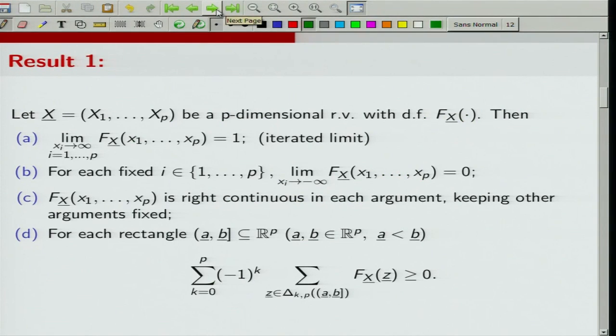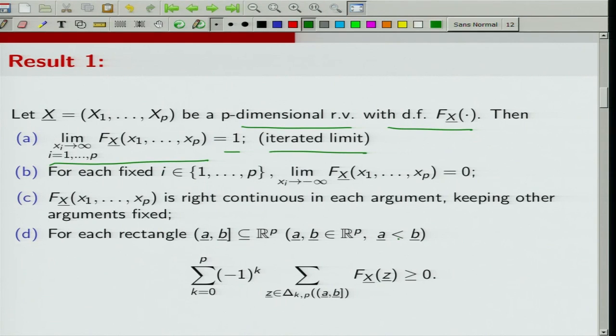Now let us study various properties of a distribution function. Now, let X equal to (X1, X2, ..., Xp) be a p-dimensional random variable with distribution function F_X. Then, if I take all of the arguments to plus infinity in the distribution function, I get value 1. So, here I can use the iterated limit. That means I can take first x_p going to infinity, then x_{p-1} going to infinity, and then x_1 going to infinity. And I can do it in any order.